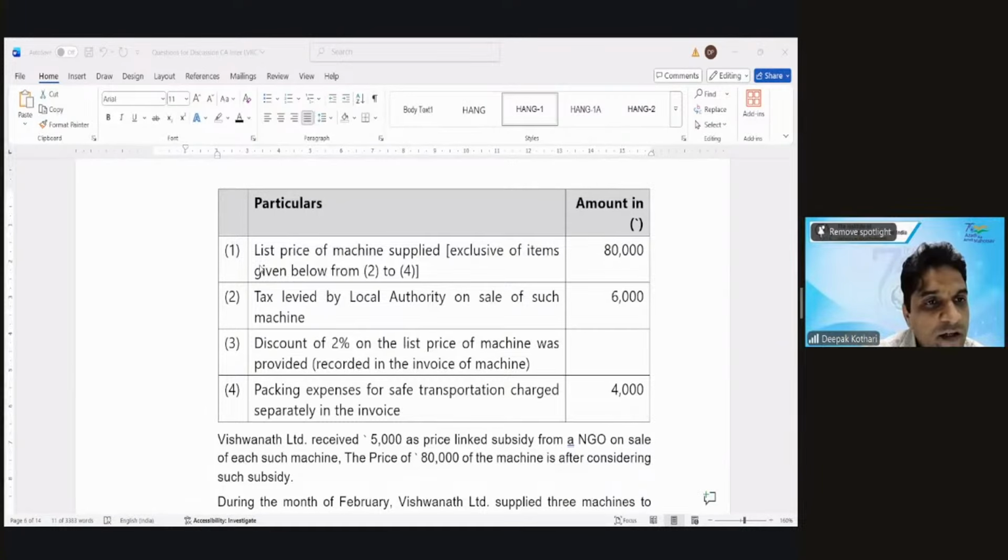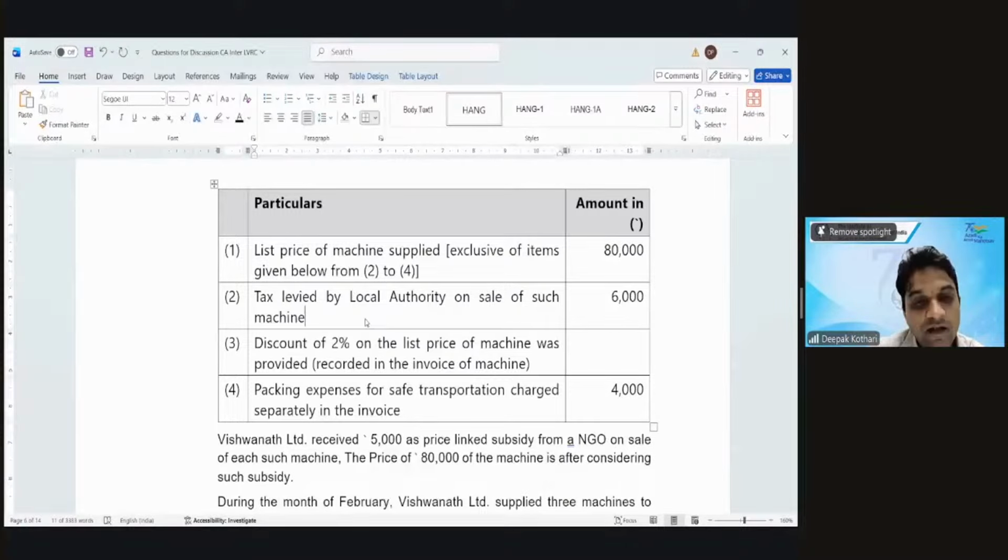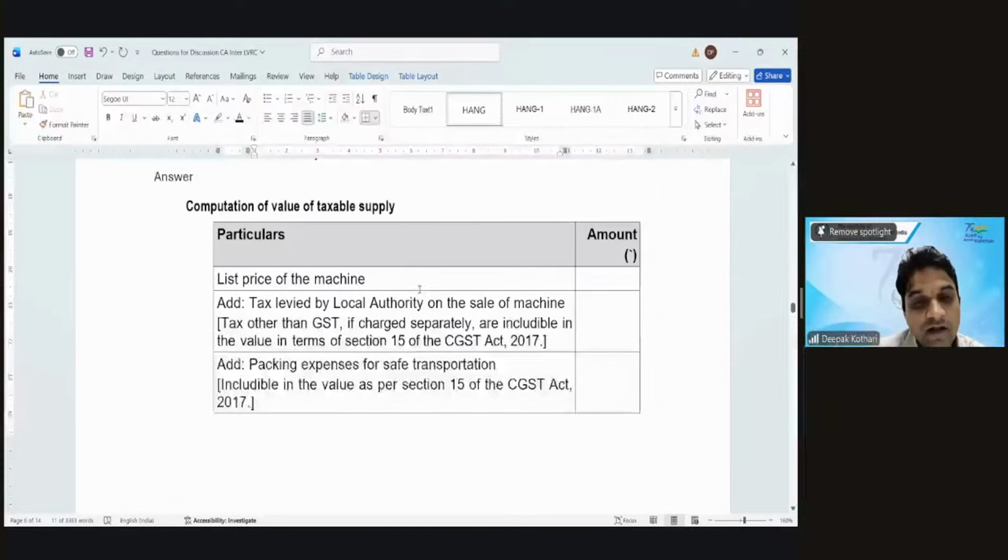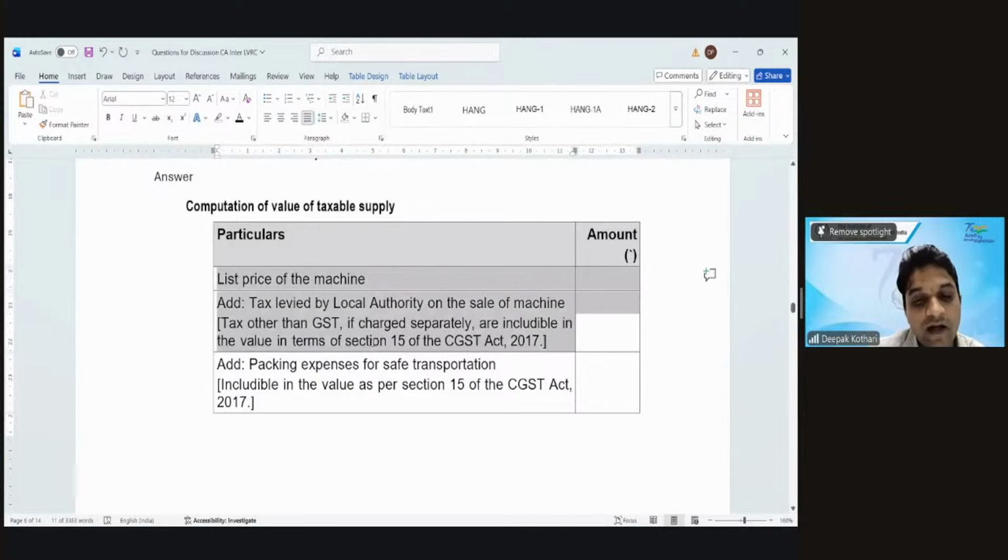NGO subsidy not to be deducted. Very good. Lavanya saying 80,000, add 6,000, add 4,000. Value of the machine is 88,400. CGST, SGST payable. Okay, Kushi has gone to that extent. Very good. Transaction value is 88,400. Okay, let us see. So first we have to see the transaction value. List price of the machinery is 80,000 rupees.